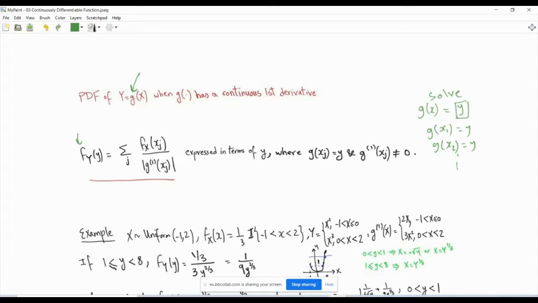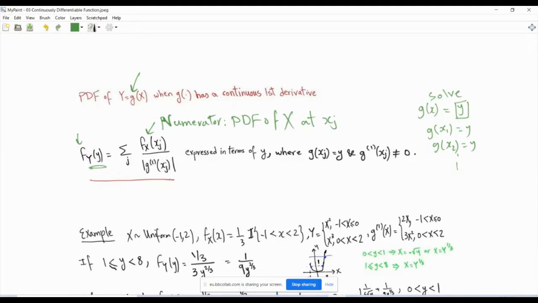But you solve g of x equal to y, and you get those values of x. So basically, the required PDF is a sum involving those solutions to the equation g of x equal to small y. What are the terms of the sum? Numerator, denominator. The numerator is the PDF of x at xj. Okay, so that's the numerator.